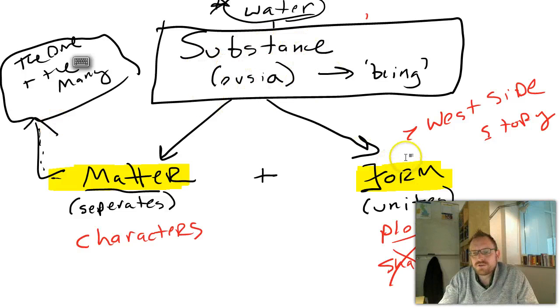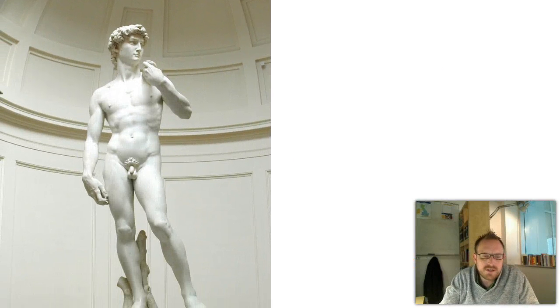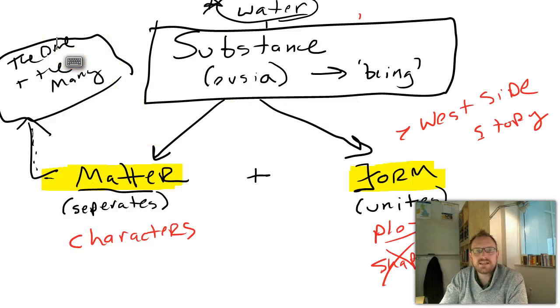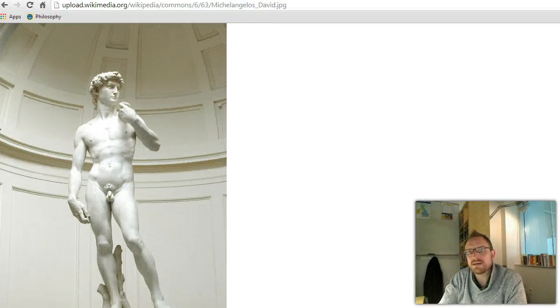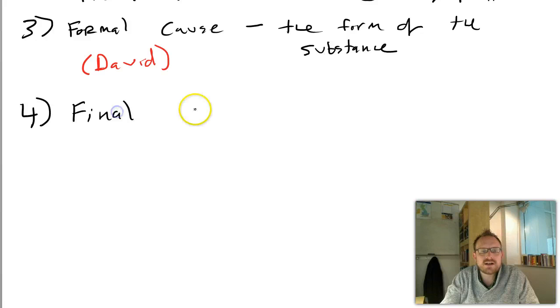The formal cause refers to the form, in the same way we talked about. The material cause is the matter, the formal cause is the form. So what's the formal cause of this statue? Well, the formal cause is that it is a man, and in particular, a very particular man. It is the man David from the biblical story. So we might say that the formal cause of the statue is David.